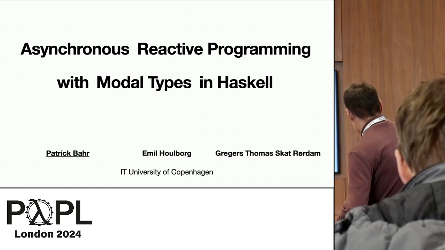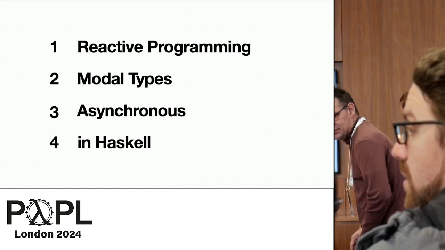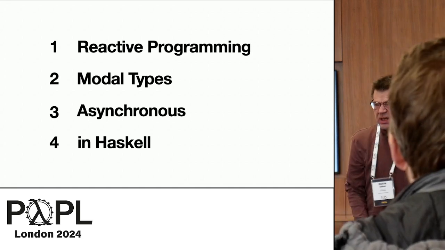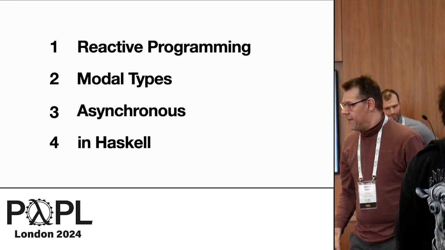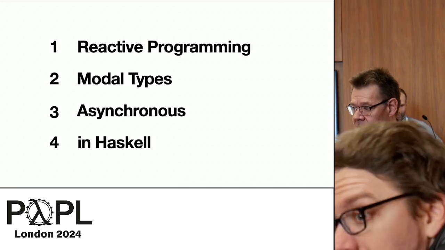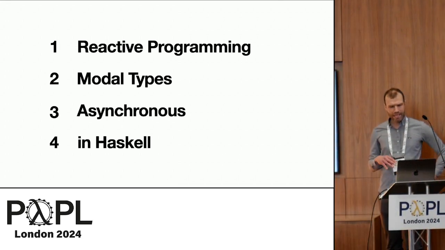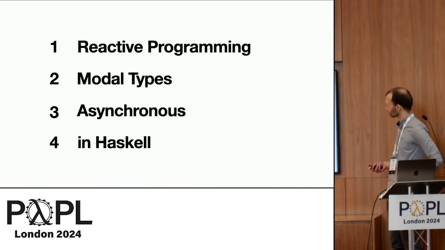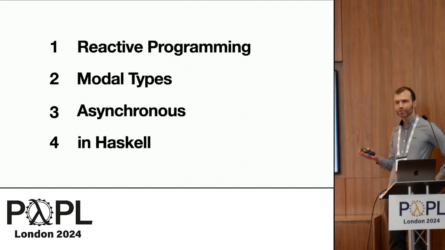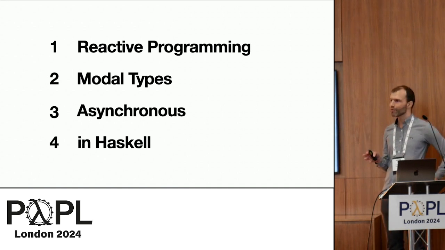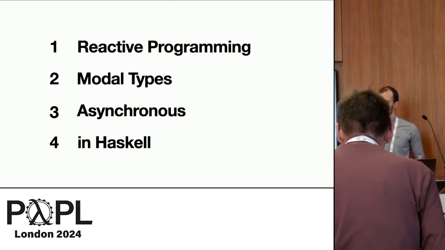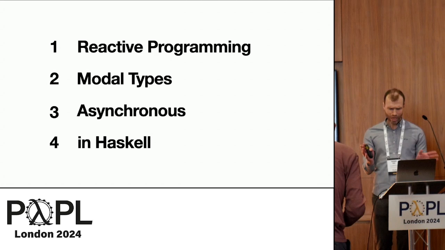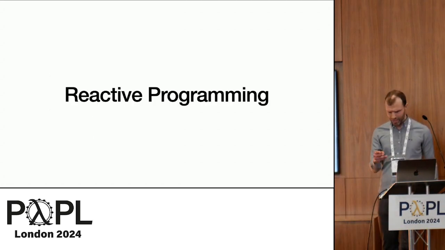So the title is a bit of a mouthful, so let me turn it into a few pieces to start with. The paper presents a reactive programming language, and I'll tell a bit more about what that means. It uses a modal type system to do so, using types inspired by modal logic, in particular temporal logic. With this language, we can build asynchronous systems. And finally, we have implemented this language as an embedded language in Haskell, which comes with its own set of challenges. So let me start at the top.